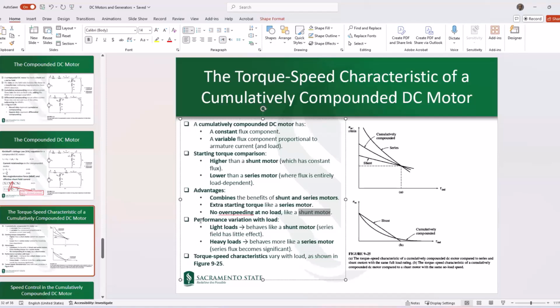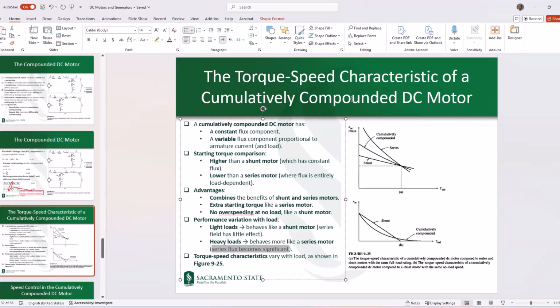In terms of performance variation with load, under light load conditions, we are behaving like a shunt motor. The series field has little effect. Under heavy load conditions, we are behaving more like a series motor, where the series flux would be the significant component associated with the behavior of this machine. The torque versus speed characteristics does vary with load, as shown in figure 9.25.